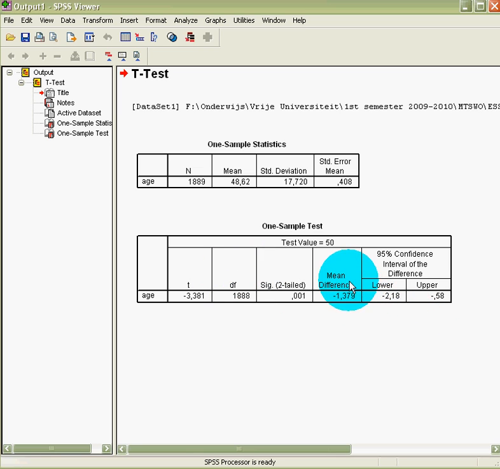In that sense, this is maybe somewhat different. The mean difference, this number, is very easy to calculate. It's nothing but this 48.62 minus 50. This is the mean difference, the difference of those two means. And this confidence interval for the difference in means is nothing but this number plus 2 times the standard error, 0.408, and this number here is calculated by this number minus 2 times the standard error.